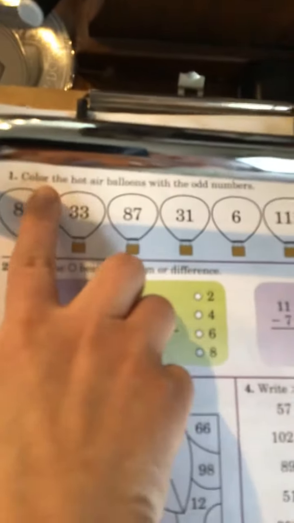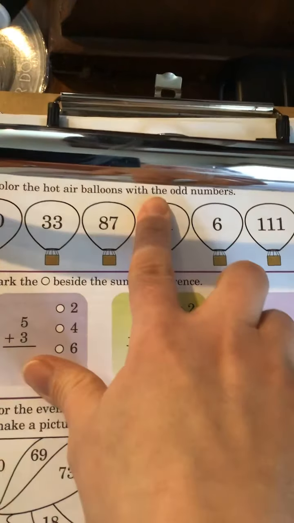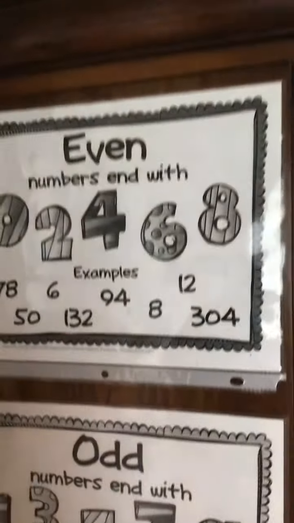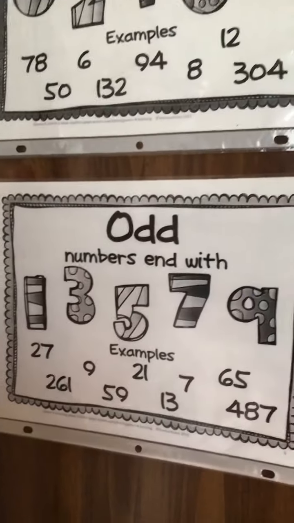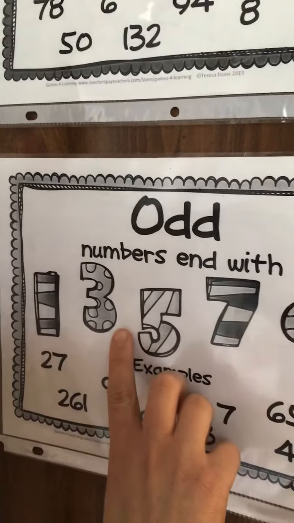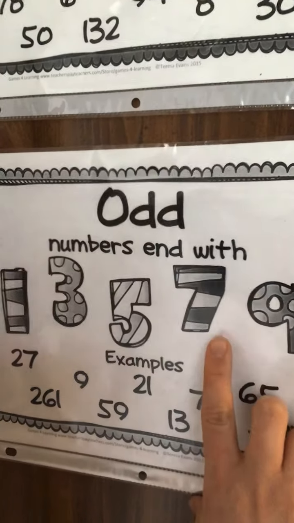So, number 1, it says color the hot air balloons with the odd numbers. So, odd numbers. We've been talking mostly about even numbers, so let's review our pattern for odd numbers. 1, 3, 5, 7, 9.